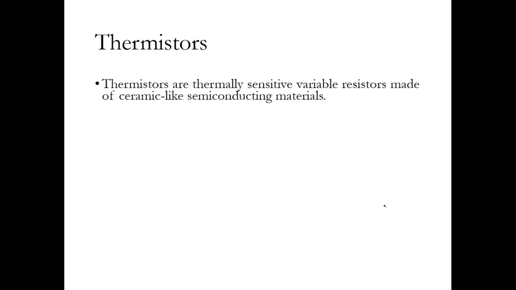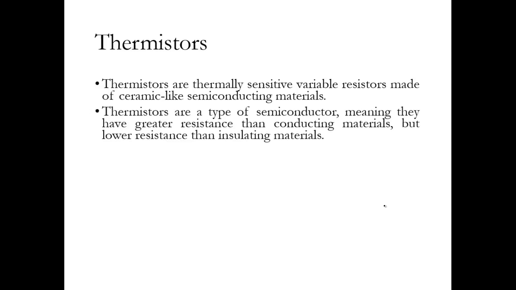Now we have another class called thermistors, which are thermally sensitive variable resistors. They are made up of ceramic-like semiconducting materials. They are a type of semiconductor, so they have a greater resistance than conducting materials, but lower resistance than insulating materials. So obviously they are in between the conducting and the insulating ones.